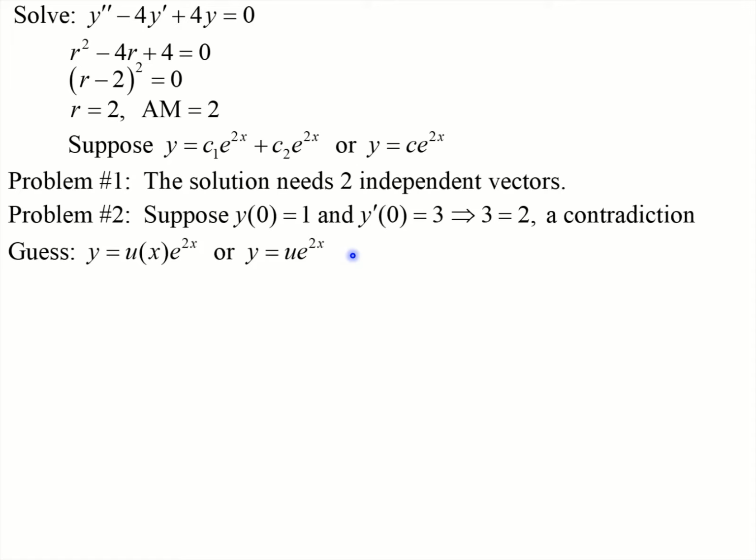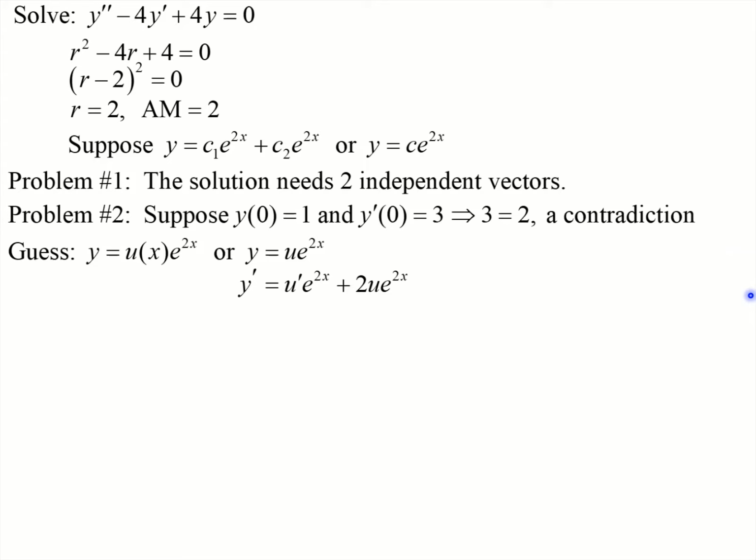So what are we going to do? We're going to plug our guess into the differential equation. In order to do that, we need y prime and y double prime. So there's y prime. I did the product rule, the derivative of the first times the second, plus the first, which is u, times the derivative of the second, which is a little chain rule, 2e to the 2x.